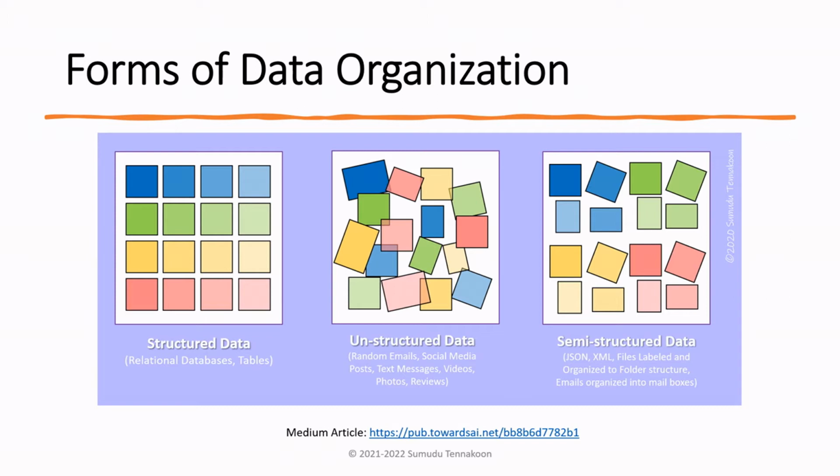In unstructured data, you don't have a clear structure, as the word suggests, such as random emails, social media posts, text messages, videos, photos, and customer reviews on a product. In a semi-structured form, you can have a mix between structured and unstructured. So JSON files, XML files, files labeled and organized into a folder structure, and emails organized into mailboxes can be considered semi-structured data if they have some form of organization internally.